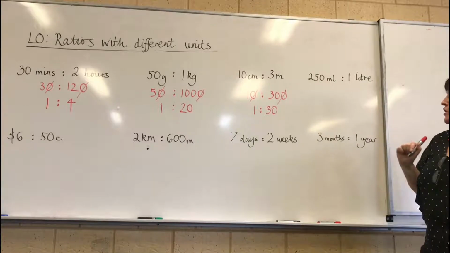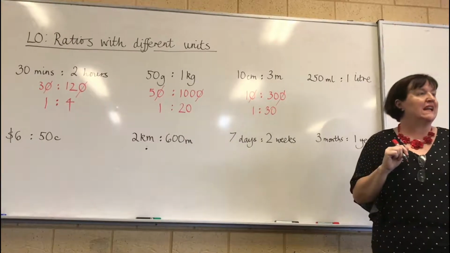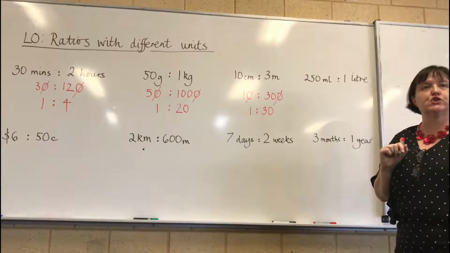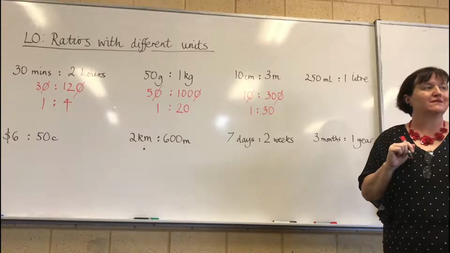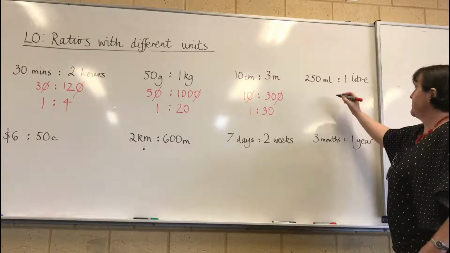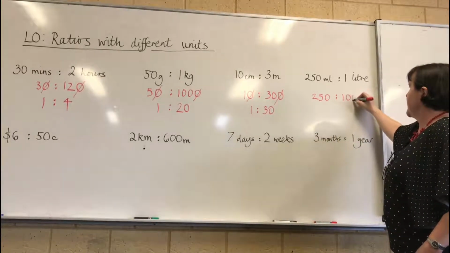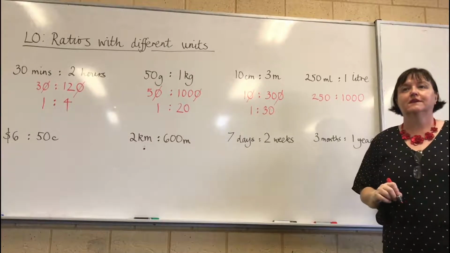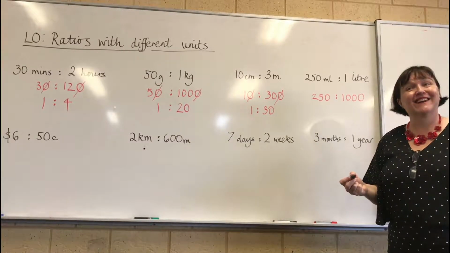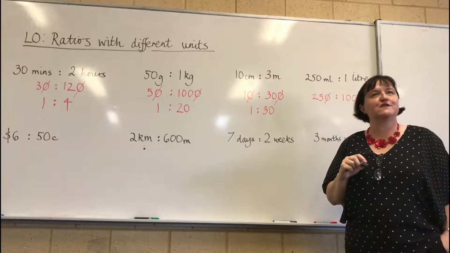Okay, the last one at the top, 250 millilitres to 1 litre. Okay, which one should we convert to? 1,000. Well done, to 1,000 millilitres. So, 250 to 1,000, okay? What can I do? Well done, cancel a 0. Now we've got 25 to 100.